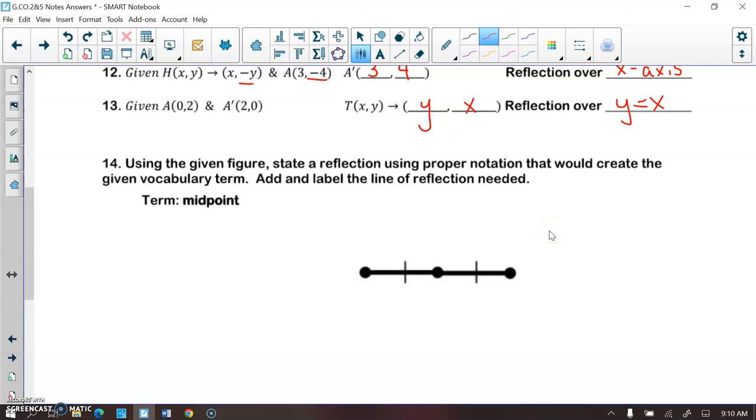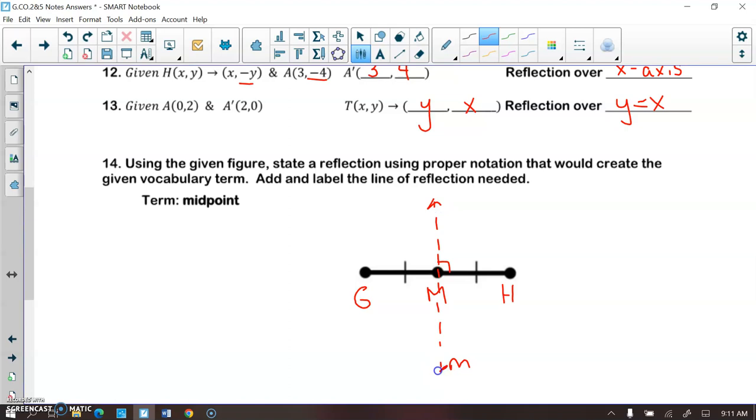Okay, and so just like with translations, we are going to define the term midpoint using a reflection. And we're going to add and label the line of reflection that we need. So I'm going to label my points G, M, H. And my line of reflection is the perpendicular bisector of segment GH, and I'm going to label this line lowercase m.